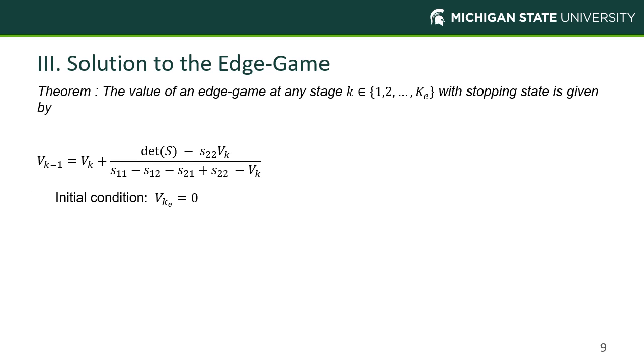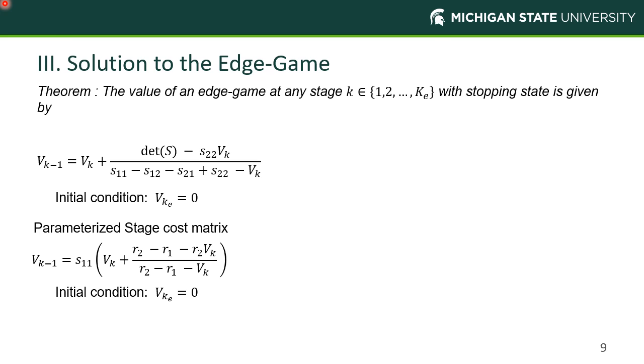We come to the main result of the edge game. As we saw earlier, the value at any stage is a recursive equation and it can be easily solved using backward recursion. The interesting thing is that it leads to a simple expression at any stage k as a result of the action space and fixed stage cost matrix S. Det S here represents the determinant of the stage cost matrix S. We start off with the value at the final stage being equal to 0 and move till we reach V0, representing the value of the edge game.